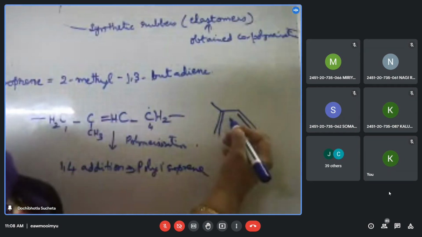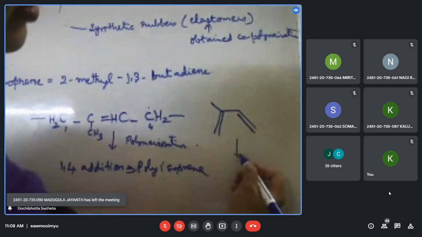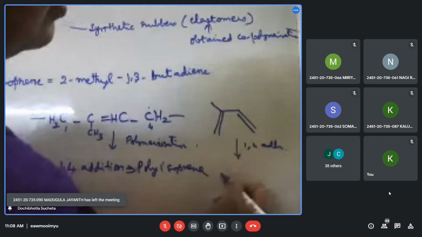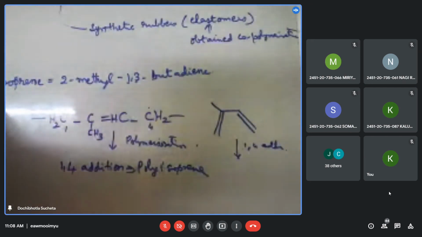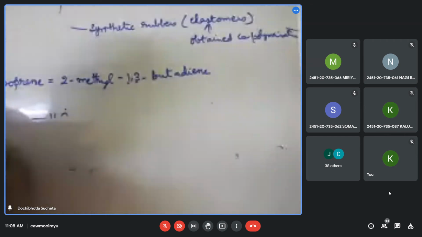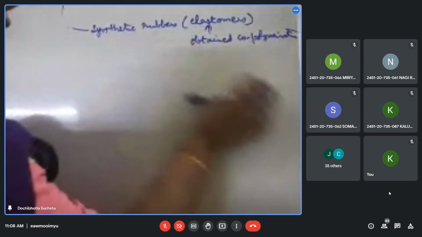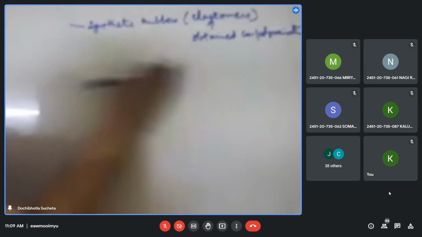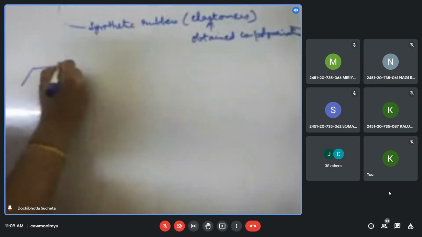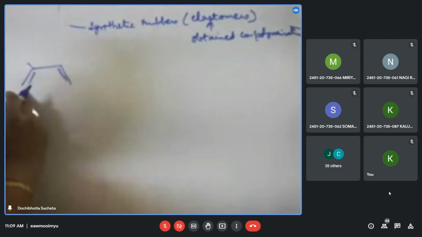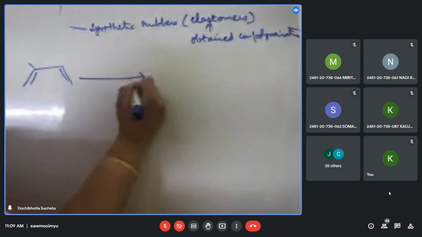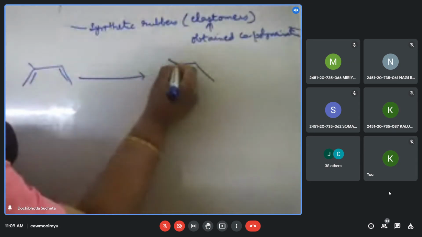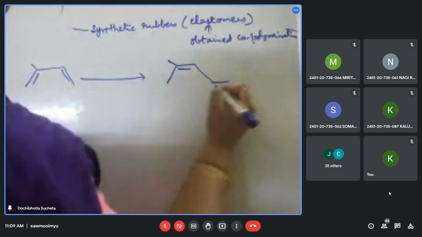This is 2-methyl-1,3-butadiene. It underwent polymerization by 1,4 addition. 1,4 addition polymerization, and write it here in the center. It's for your know-how. These are the terms I keep using for explaining the polymer. So what I would like to tell, that 2-methyl-1,3-butadiene has undergone polymerization to give a polymer like that.